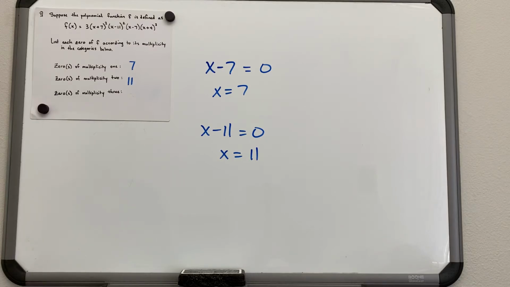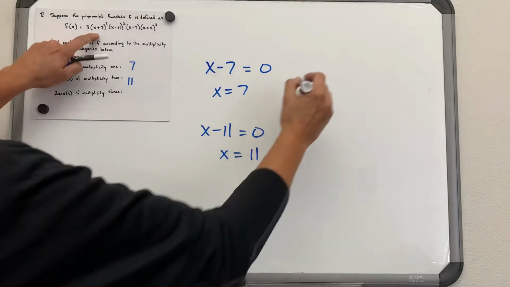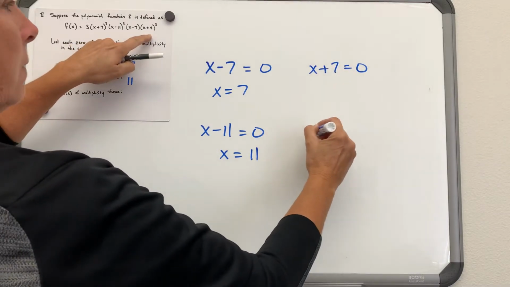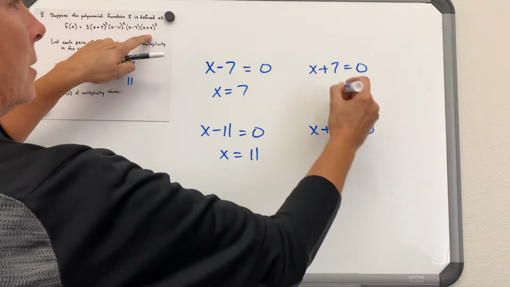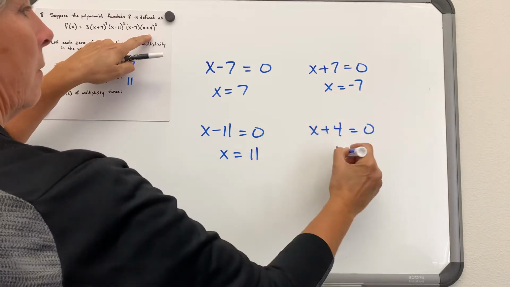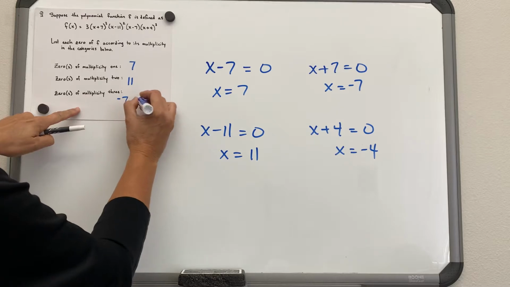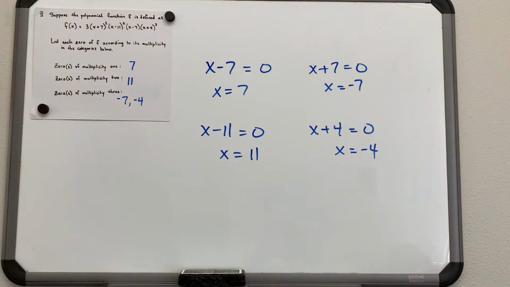And then finally multiplicity 3 would be the x plus 7, and then also the x plus 4. So in each case, I'll set them equal to 0 to find out what the actual 0 is. So I get negative 7 and negative 4 are 2 zeros that have multiplicity 3.